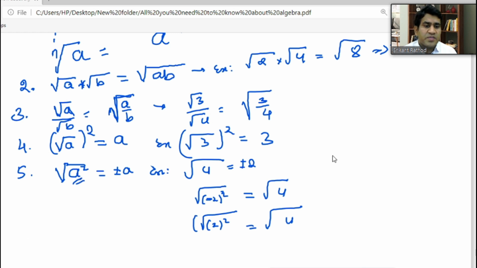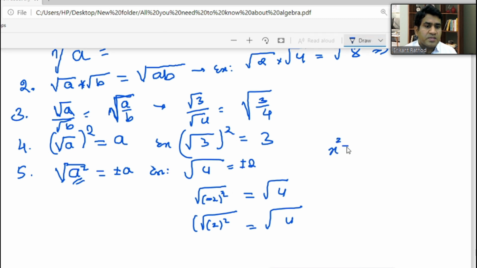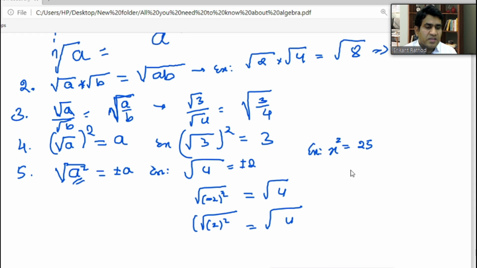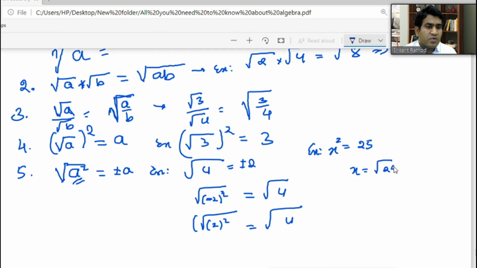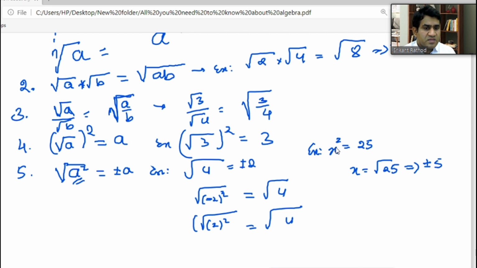All right, so let's take x square is equal to, say, 25. Then we say x is equal to square root of 25, which is equal to plus or minus 5. So to get rid of this square, what we have to do is put a square root on both sides. The square root and square get cancelled out, we are left with just x, and the square root of 25 can be written as plus or minus 5. So this is how we write, right?